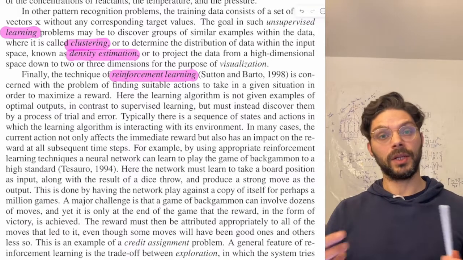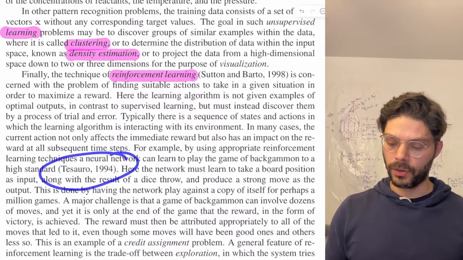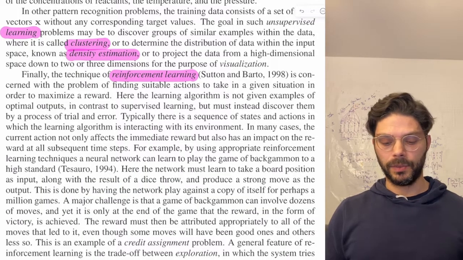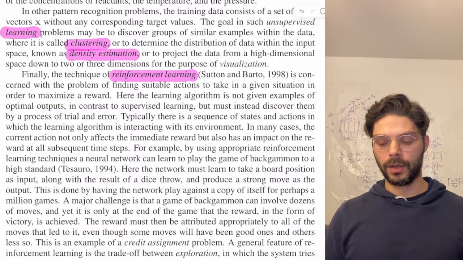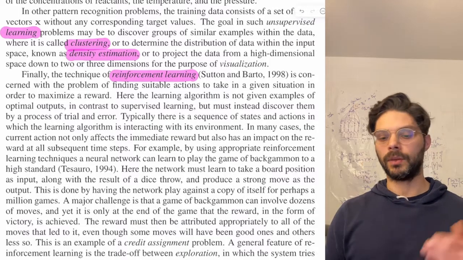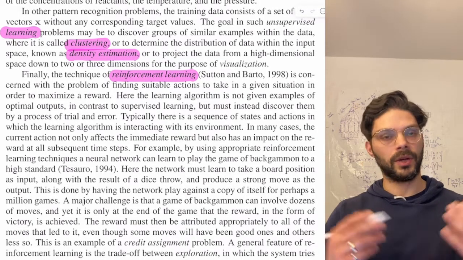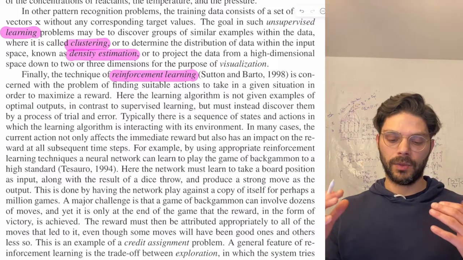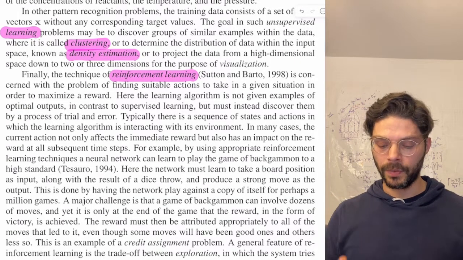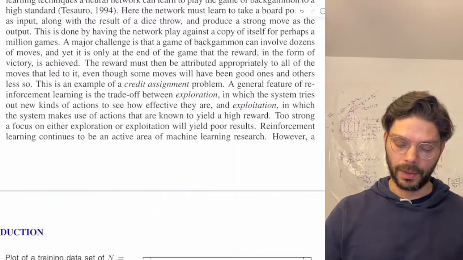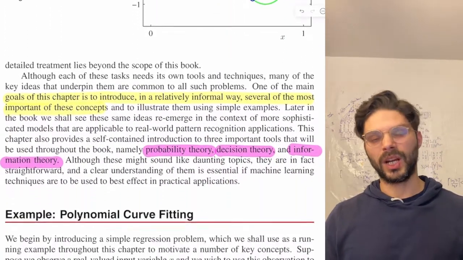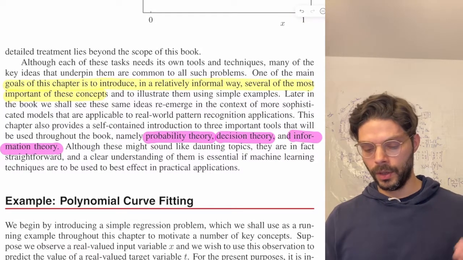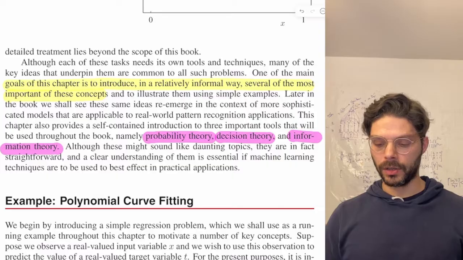Amazingly, this can be done. It was originally done for backgammon in the 90s, and recently it's been done with these amazing reinforcement learning algorithms from DeepMind for other games like Go, these Atari games, etc. So this is a really important aspect of learning, but it's not one that he's going to talk about much in the book. We're going to be focusing much more on supervised learning and unsupervised learning. So those are the big categories.